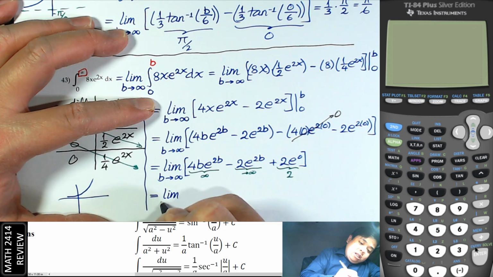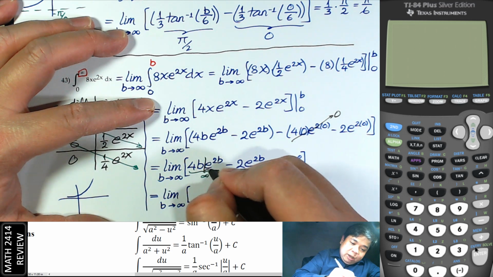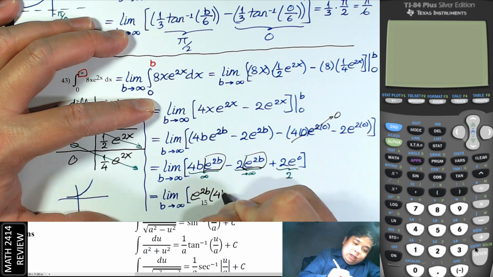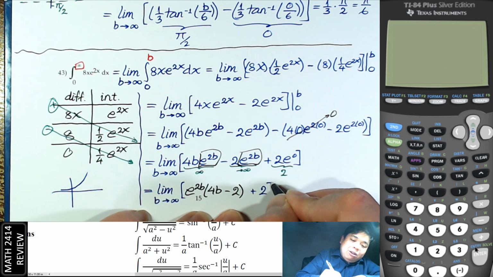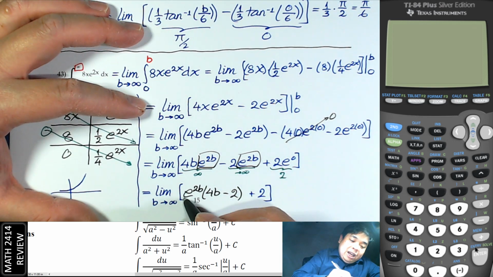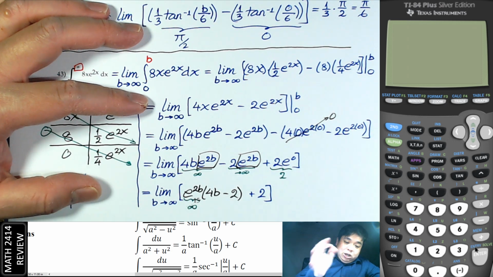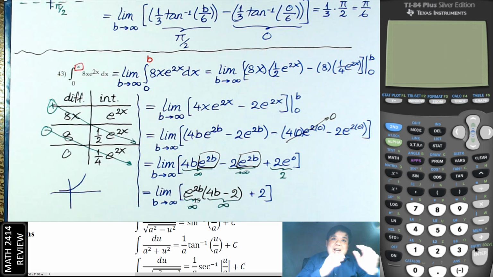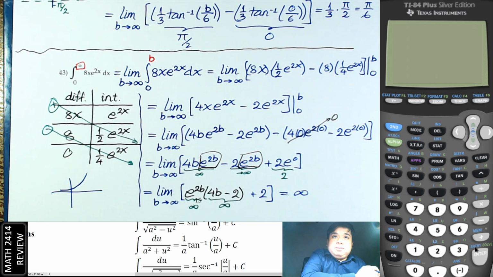If we rewrite this one a bit like this, both of them have e to the 2b. If we factor it out, here we have 4b minus 2 plus 2. Now, see again, e to the 2b goes to infinity. When b goes to infinity, 4b goes to infinity. Infinity times infinity is infinity. Plus 2 is still infinity. So that's why this one goes to infinity.